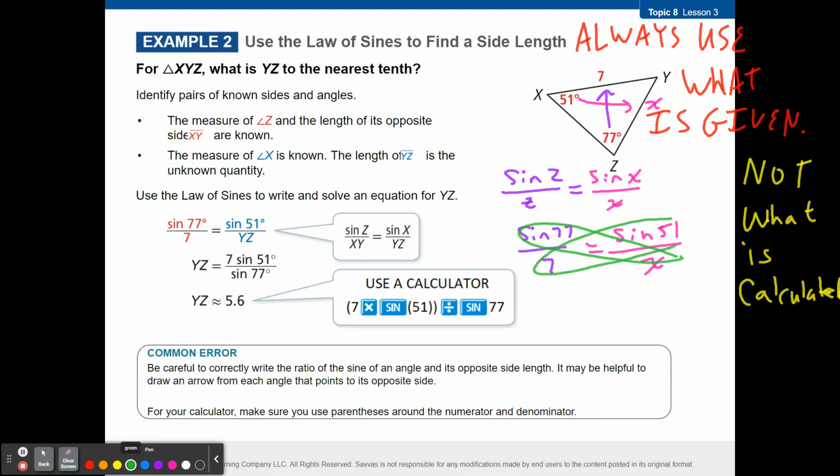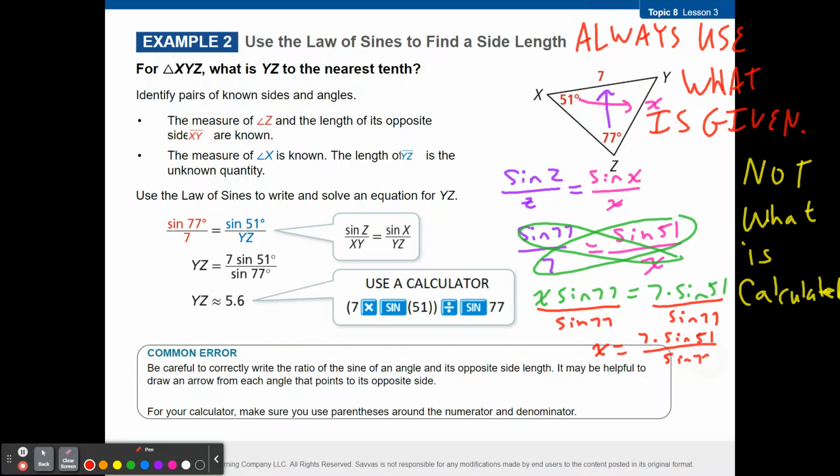I'm going to cross multiply because I know they don't show that here, so I'm just doing the whole thing. So this will be x times the sine of 77 degrees equals 7 times the sine of 51 degrees. And then I divide both sides by the sine of 77 degrees. So this leaves me with, in the end, x equals 7 times the sine of 51 degrees over the sine of 77 degrees. Now, that's your exact answer. We talked about that before, right? They're going to ask you to round to the nearest tenth or whatever, and that's when you know you need an approximate answer.